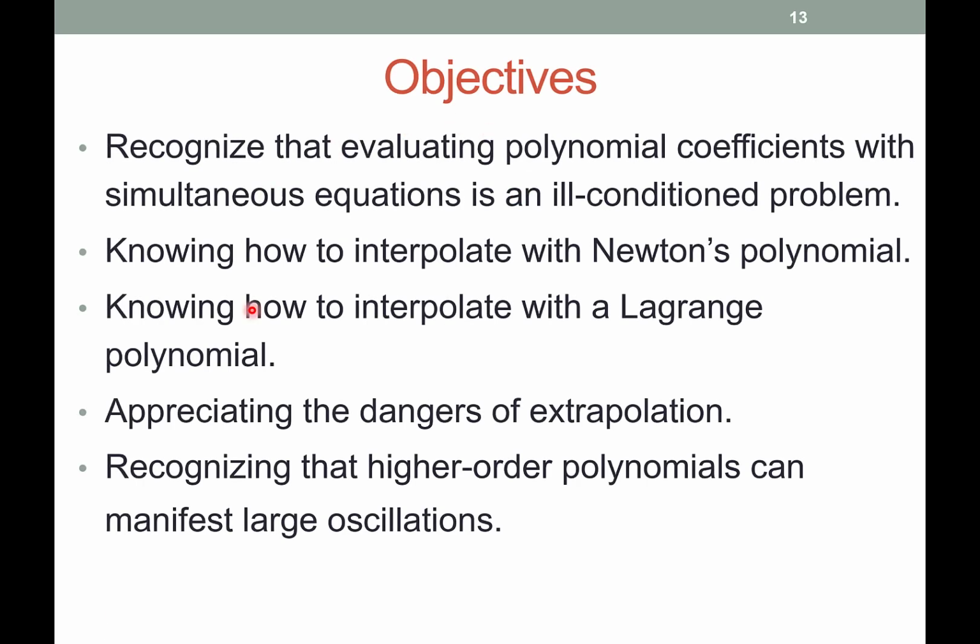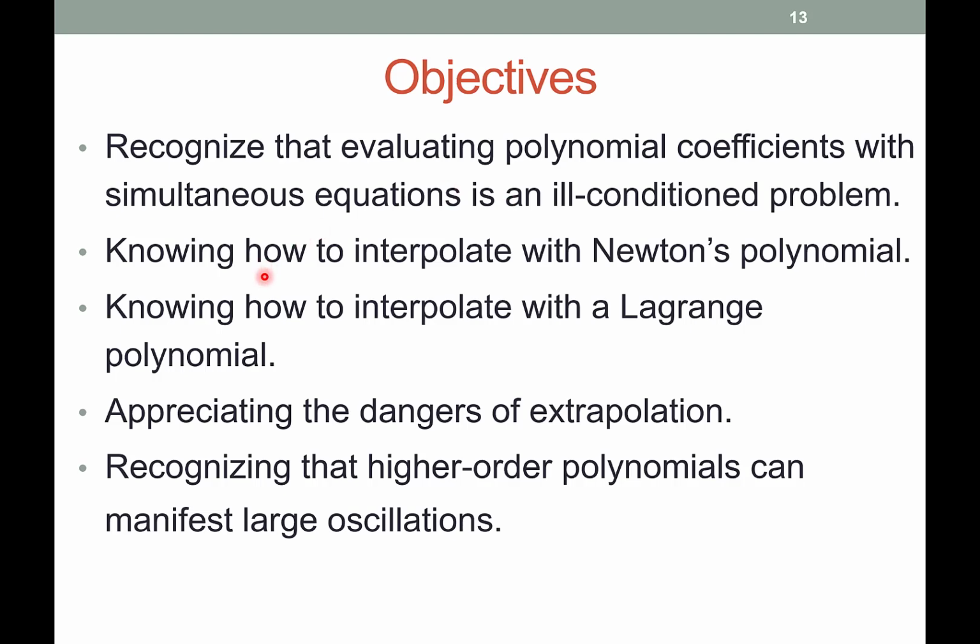So the objective of this part of the unit is to recognize that evaluating polynomial coefficients with simultaneous equations is an ill-conditioned problem. So again, if you want to solve for coefficients of a polynomial and you're using a set of linear equations, in many cases, the coefficient matrix that you get could be an ill-conditioned problem. So instead of fitting all of the data to a linear or polynomial model, what you want to do is interpolate between 2 points or 3 points and so on.